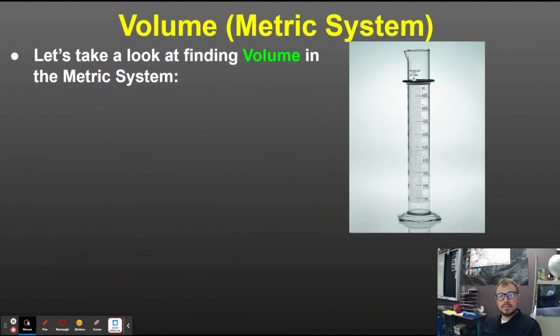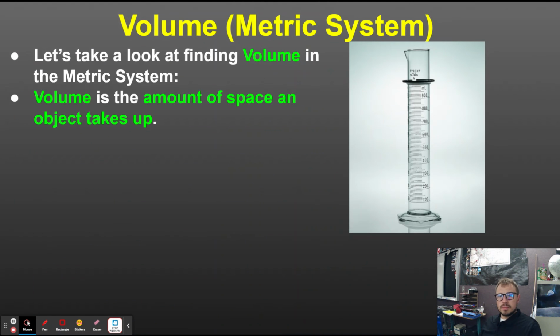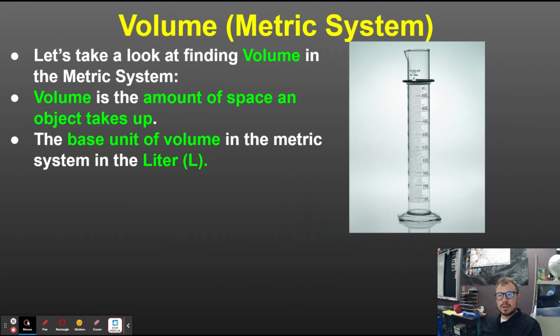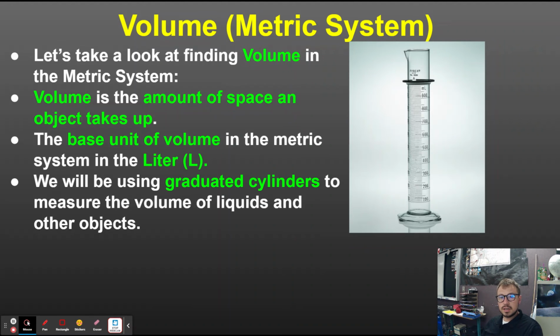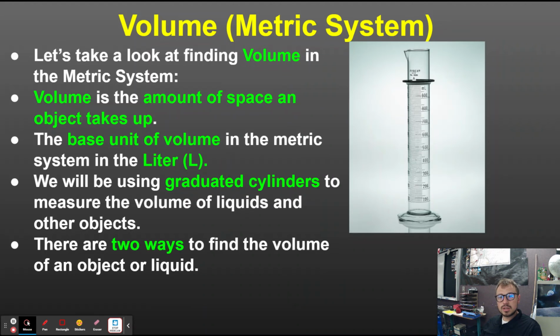All right, so volume. Volume is the amount of space an object takes up. The base unit of volume in the metric system is the liter. Now in this class, we're going to use the milliliter a lot, so 1/1000th of a liter. We're going to be using the graduated cylinders to measure the volume of liquids and other objects.